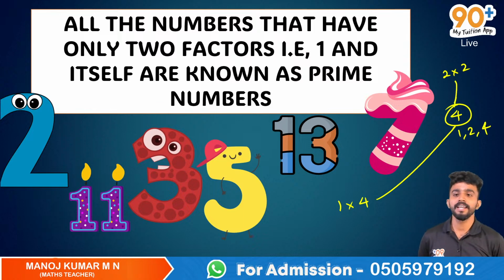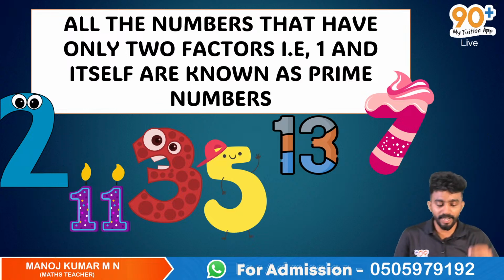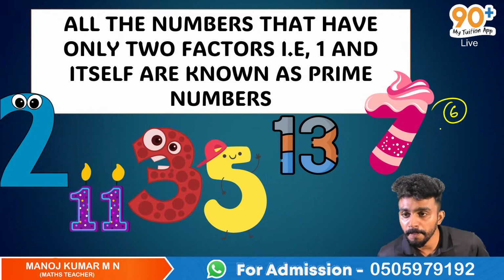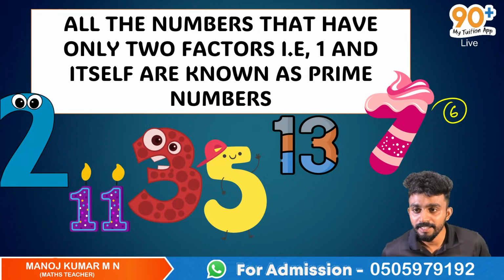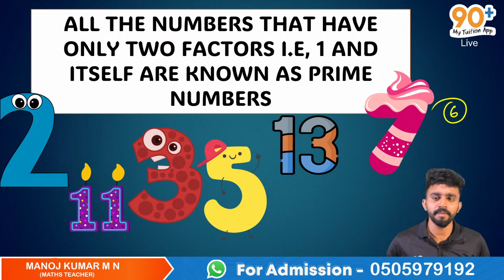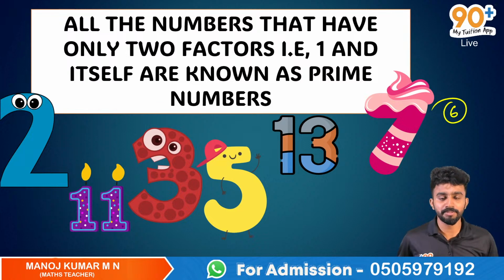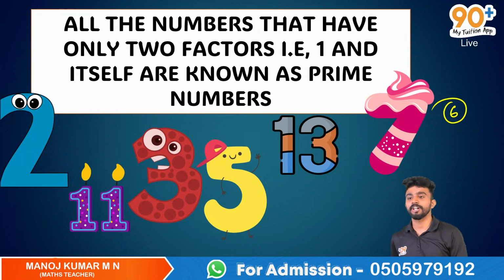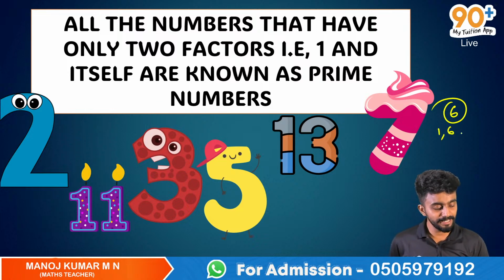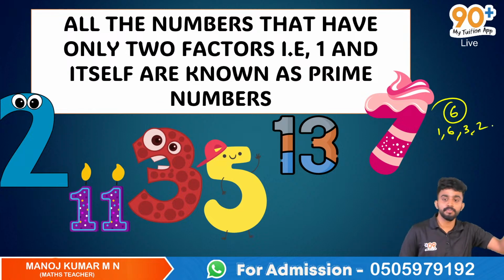So guys, over here, I am considering the number 4. For the number 4, we have 1, 2 and 4. Isn't it? So let's say I am considering the number 6. Abdrin, for the number 6, which are all the factors we have? 1 is there, 6 is there, then 3 is there, 2 is there, isn't it? It is having 4 factors.